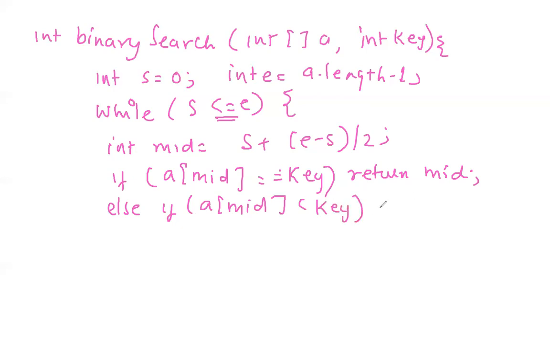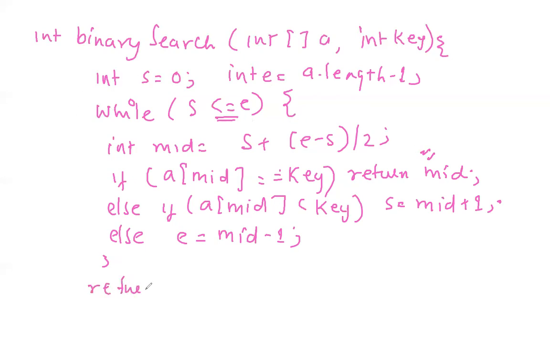then you look into the right hand part, because a of mid is less than key, so the key should be on the right hand side. So your start changes, start goes to mid plus 1, right? Else your end changes and it becomes mid minus 1. If you never return from this statement and you are having an empty array now, you can be sure that you will not find it. So you can just return -1.